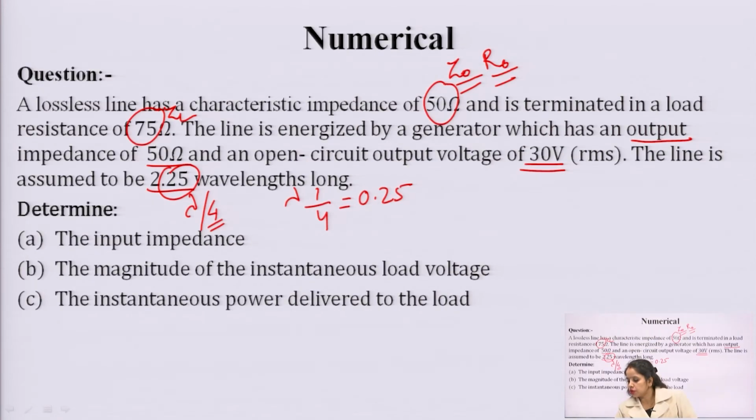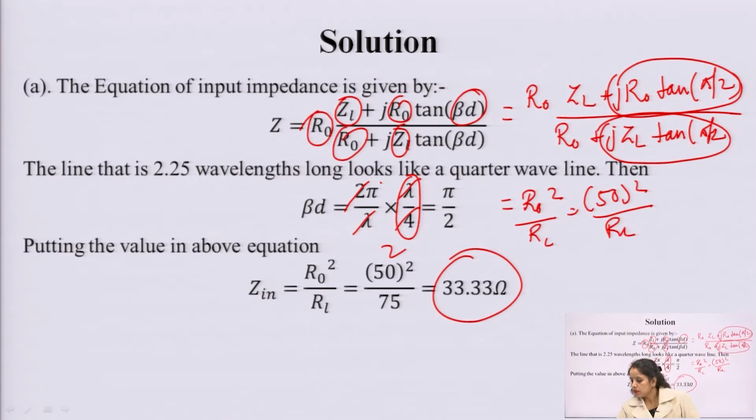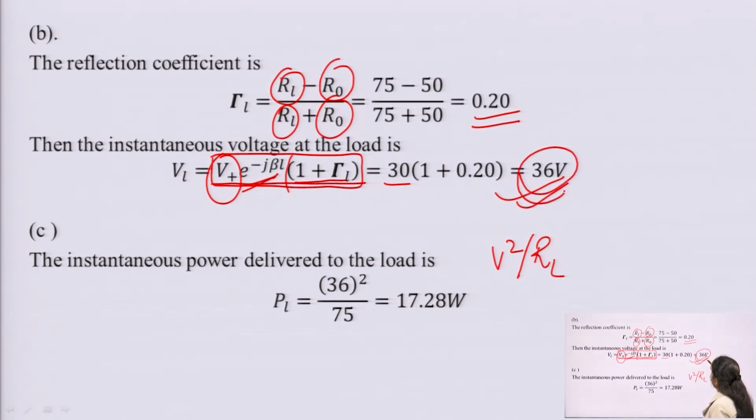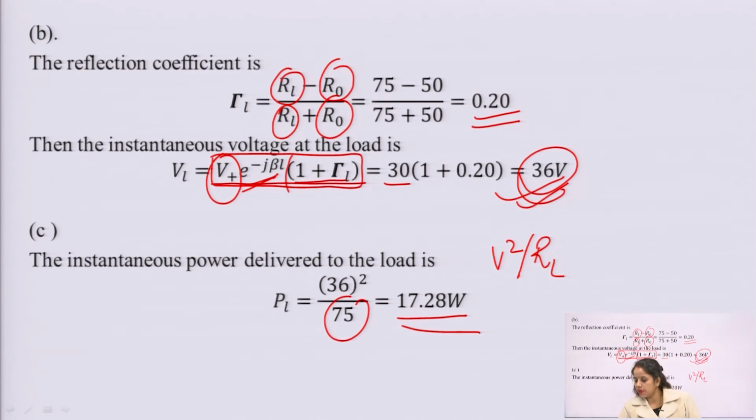And the last question is the instantaneous power delivered to the load. This will be equal to V square upon RL. V is 36 volt, so we square the 36 volt and divide by RL. So, this is the value we are getting. In this way we are able to solve the numerical related to the impedance.